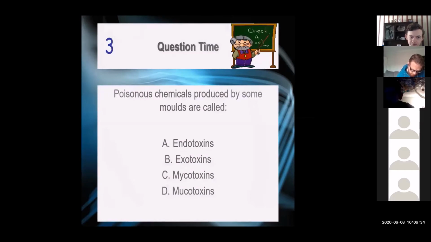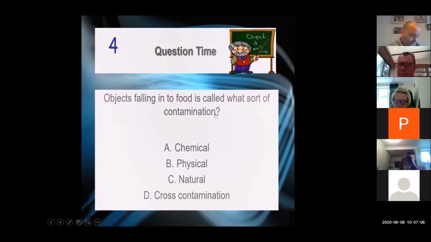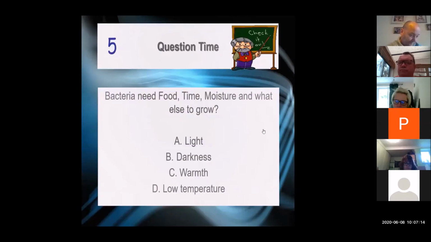Question 3. Poisonous chemicals produced by some molds are called A. Endotoxins, B. Exotoxins, C. Mycotoxins, D. Mucotoxins. Question 4. Objects falling into food is called what sort of contamination? A. Chemical, B. Physical, C. Natural, or D. Cross-contamination. Question 5. Bacteria need food, time, moisture, and what else to grow? A. Light, B. Darkness, C. Warmth, D. Low temperature.